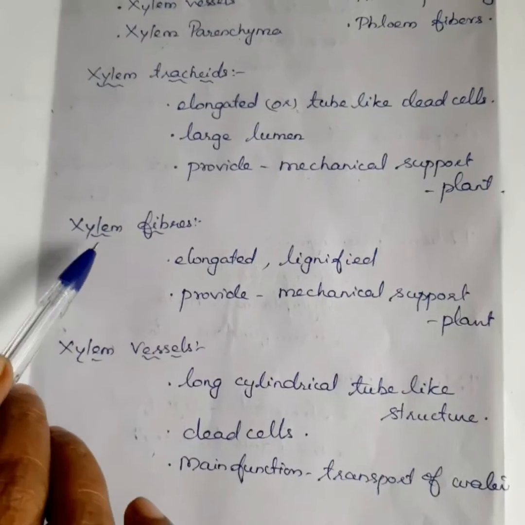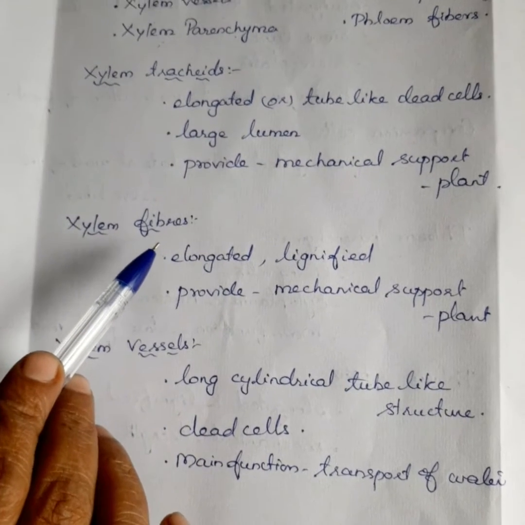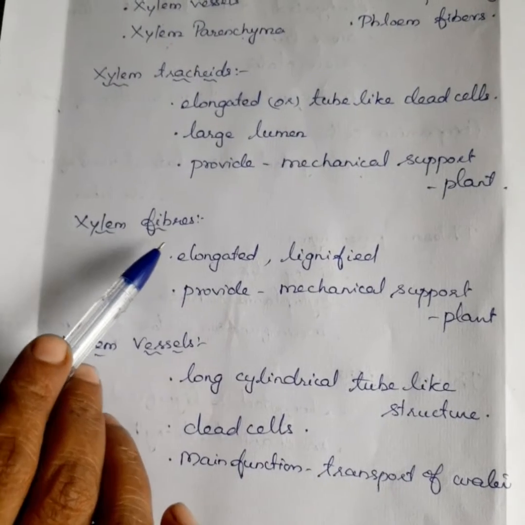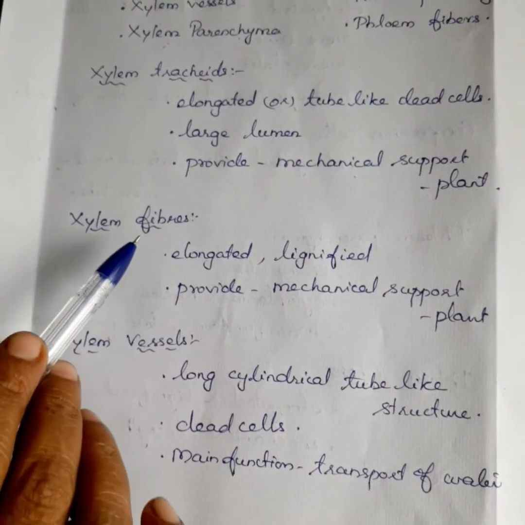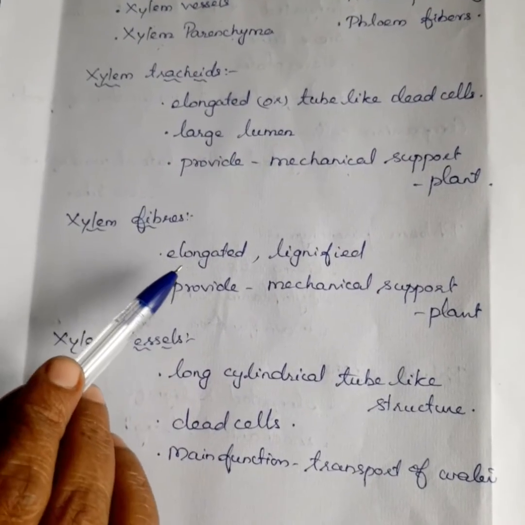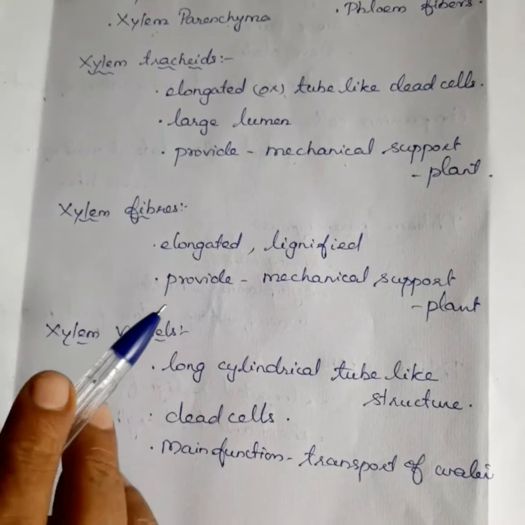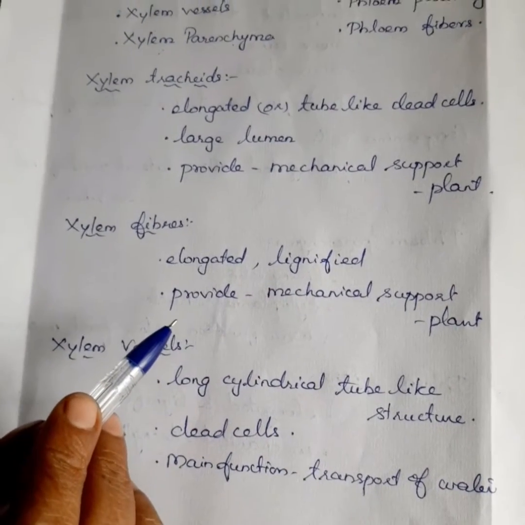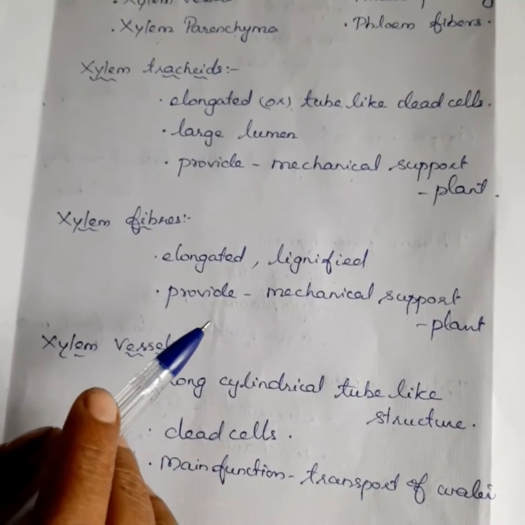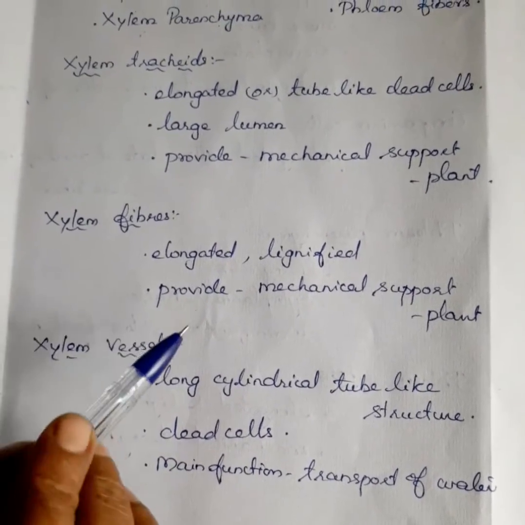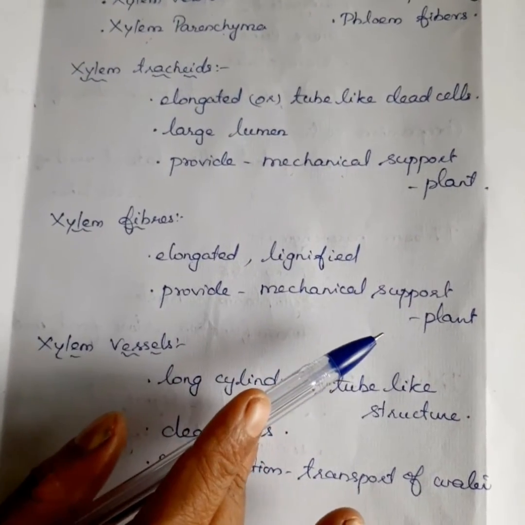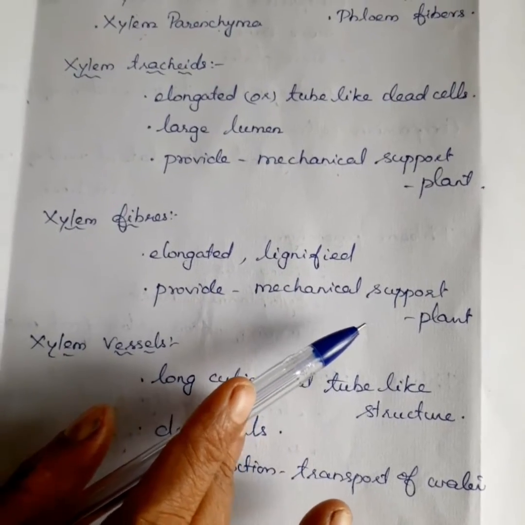Okay. Xylem fibers. These cells are non-living sclerenchyma cells and they consist of dead cells. These cells are found in between the tracheates and xylem vessels of the xylem tissue. These cells are elongated and lignified. The main function is to transport and store water in plants. It transports water from downward to upward direction and it provides mechanical support to the plants.